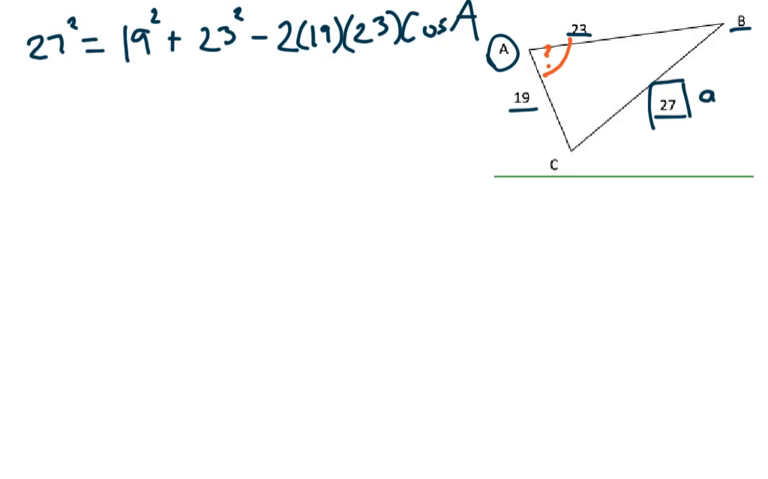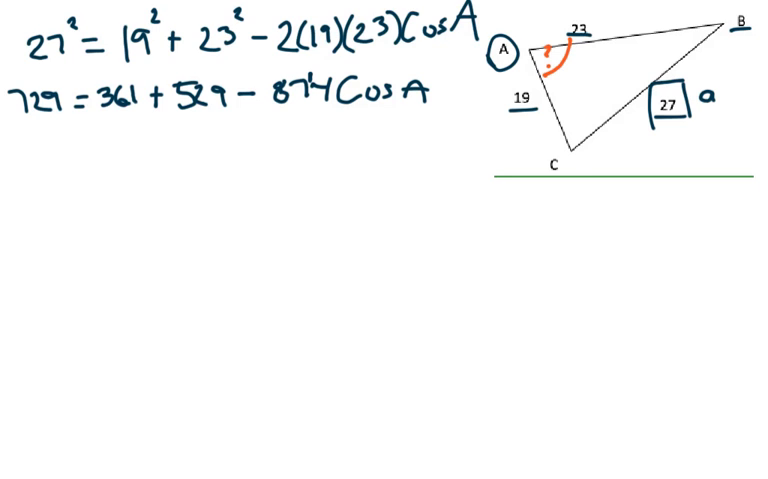So, next step, well, 27 squared is 729, and that's going to equal 19 squared, which is 361, plus 23 squared, which is 529, minus, well, 2 times 19 times 23. 2 times 19 times 23 is 874 times the cosine of A. And I don't know what cosine of A is.